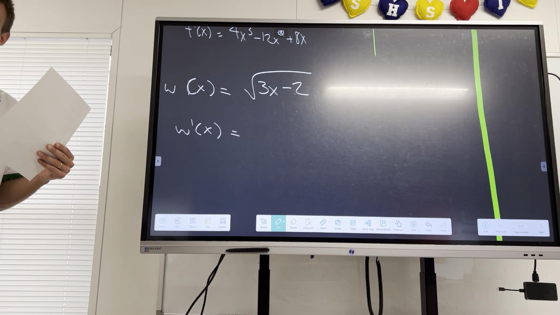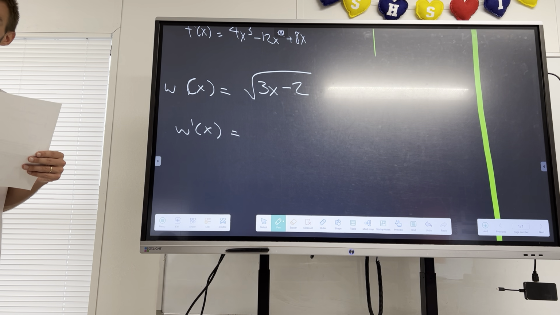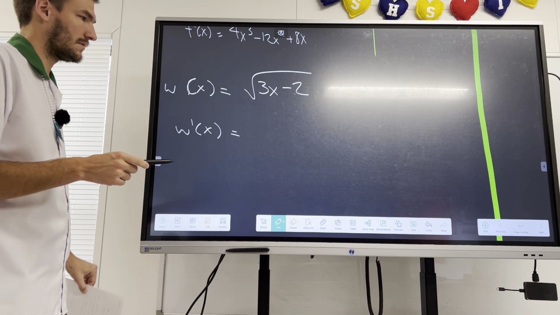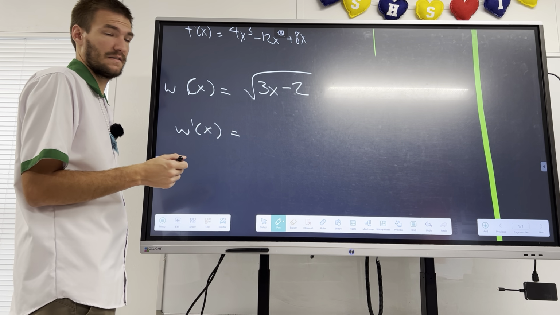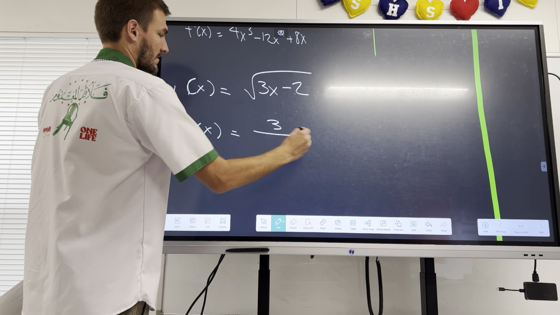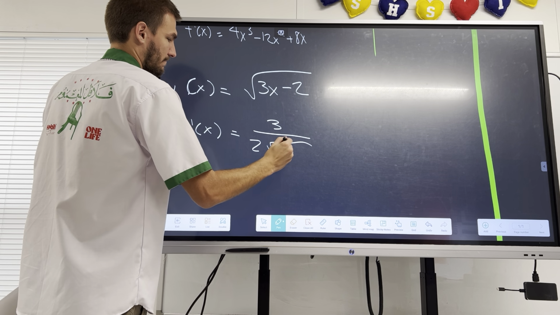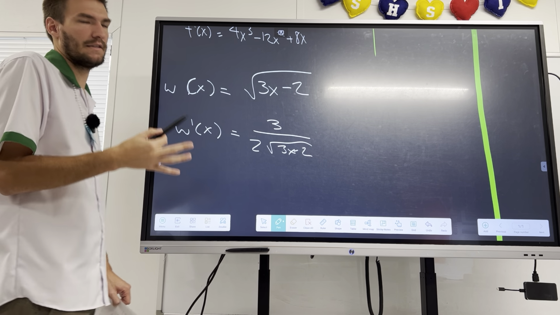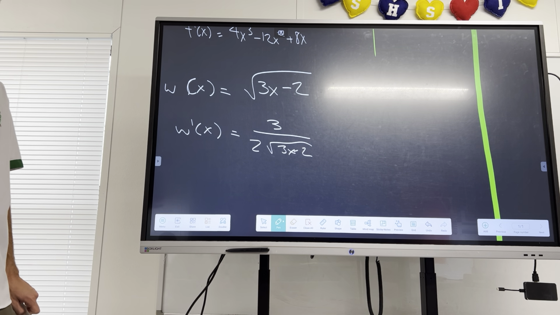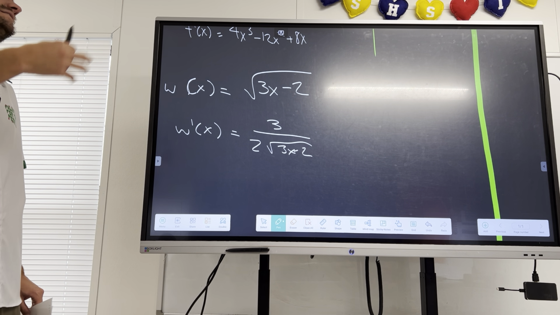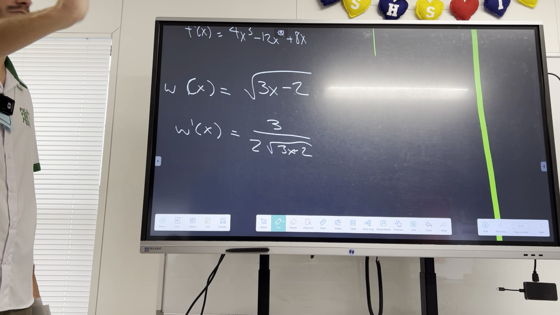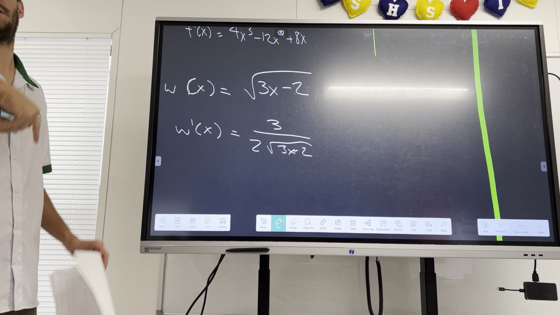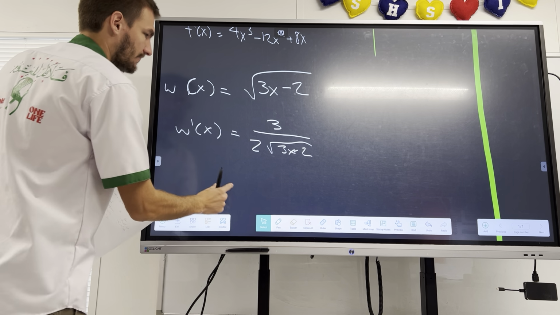Anybody got the answer? I got 3 over 2 root 3x minus 2. Yep. Not too bad, right? The typical derivative that we've memorized is 1 over 2 root, and then that inside part just stays there, but then it ejects its own derivative, which is a 3, and we might as well write that on top. Nice. Good job.